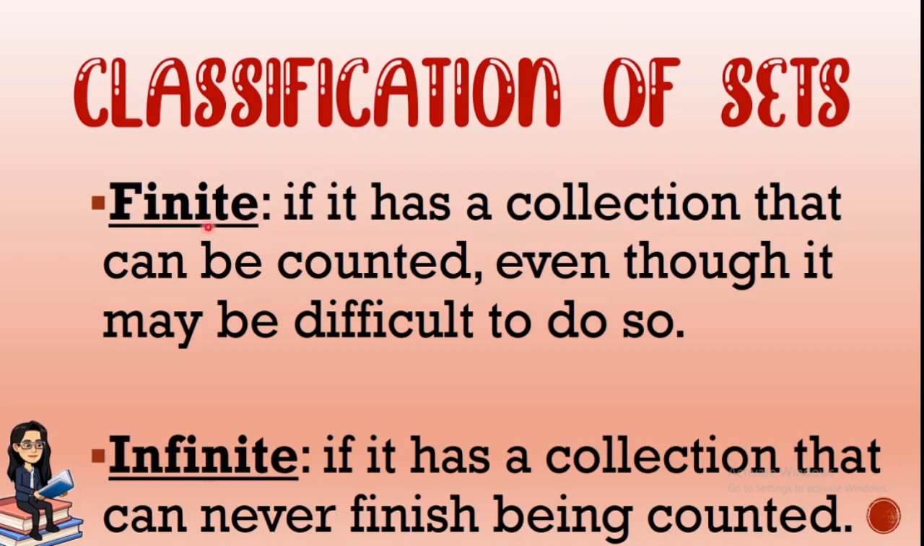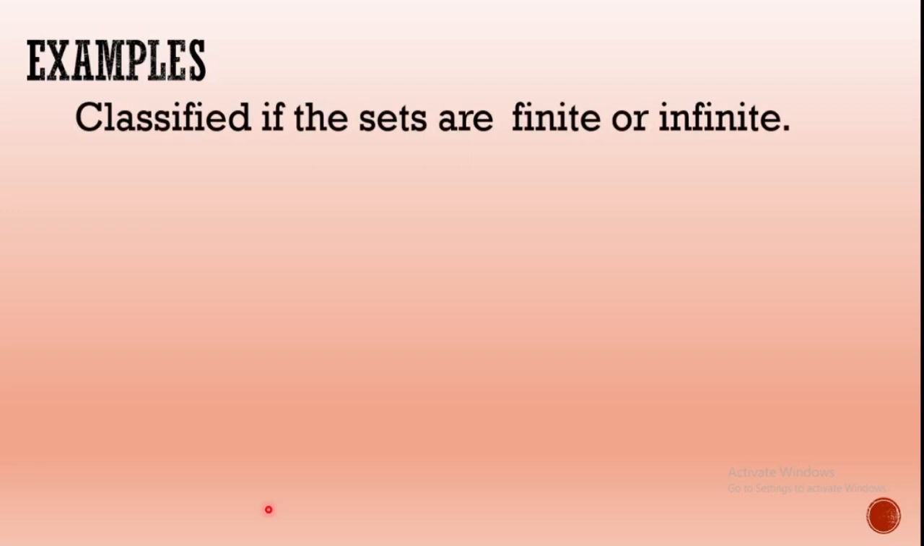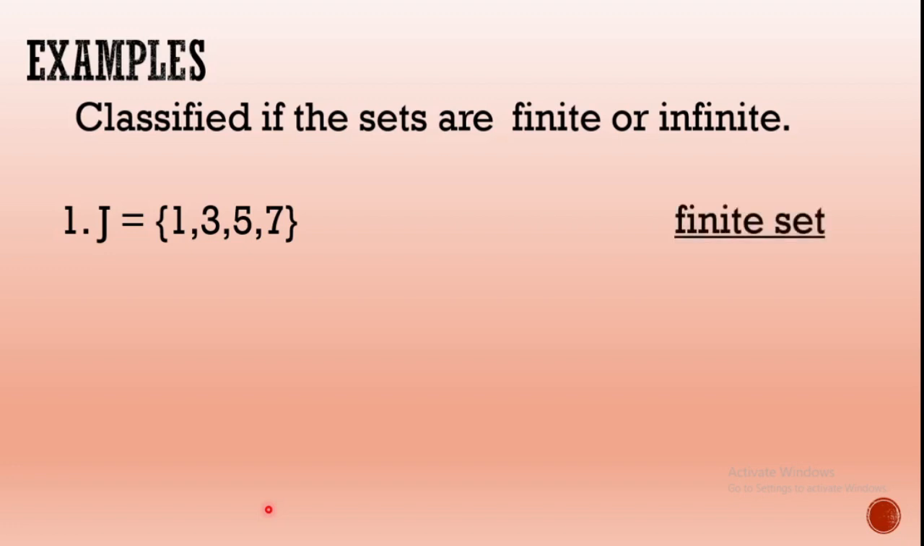So first one, we have the finite set. So, ibig sabihin ng finite sets, ito yung mga collection na kaya nating bilangin kahit mahirap. Okay? But when we say infinite sets, ito yung collection natin or the sets that never finish or mahirap bilangin. Hindi natin kayang bilangin kahit sa anong paraan. For example, classify if the sets are finite or infinite. So, set J is 1, 3, 5, 7. Is it finite or infinite? Okay, that is a finite set.